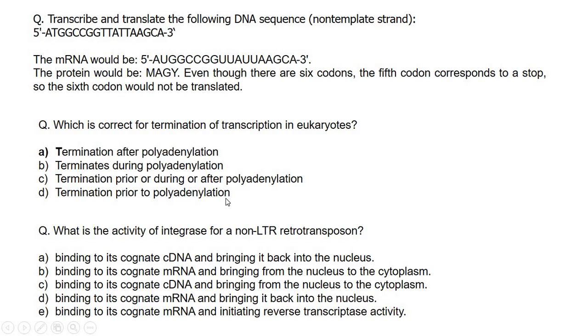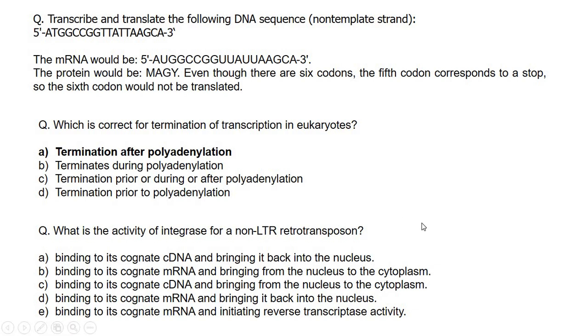The answer is after polyadenylation, because the 5' cap is added as soon as the RNA comes out, and polyadenylation happens before the transcript completely dissociates from the RNA polymerase. So polyadenylation happens before termination of transcription, and then splicing happens after termination.